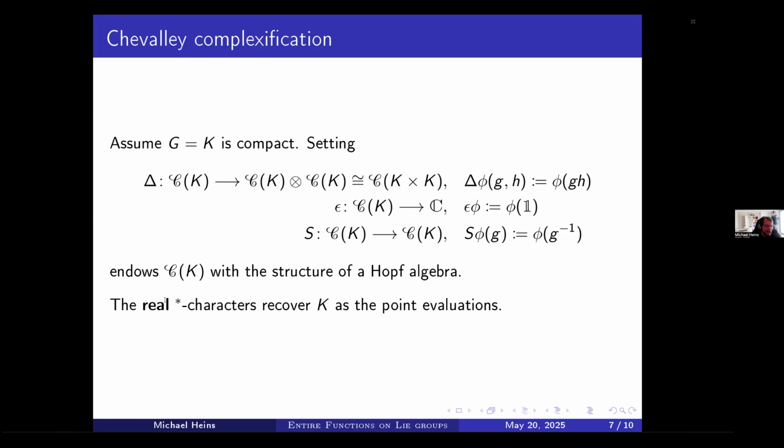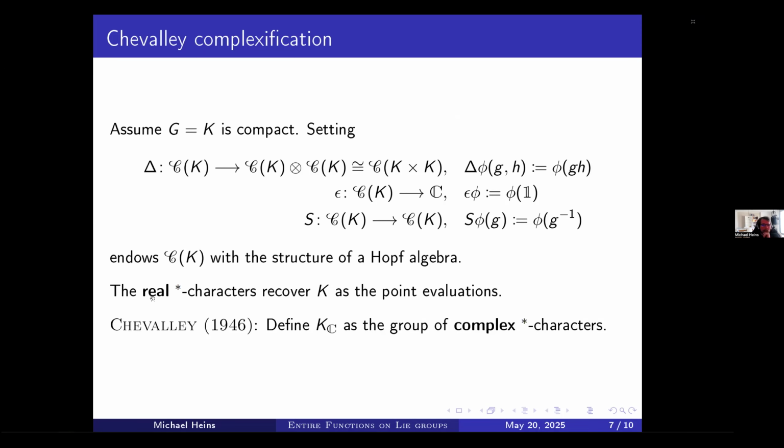And the idea that Chevalley had then was, I can look at complex characters. This is fine. And this gives me, again, a group, which uses the co-multiplication, and the complex star characters then give you a realization of this complex Lie group.